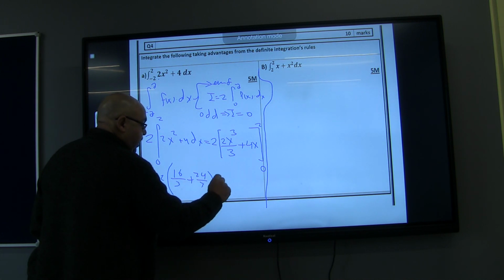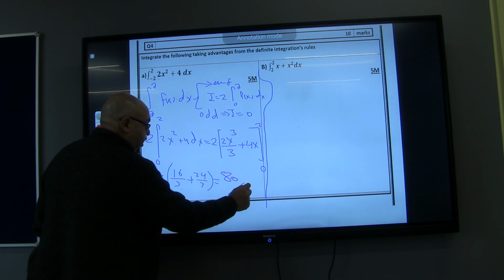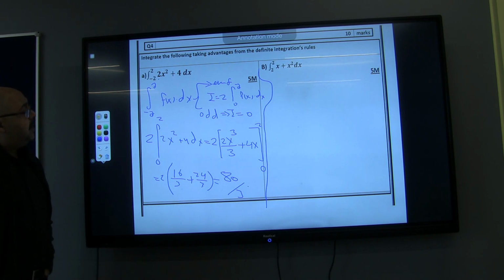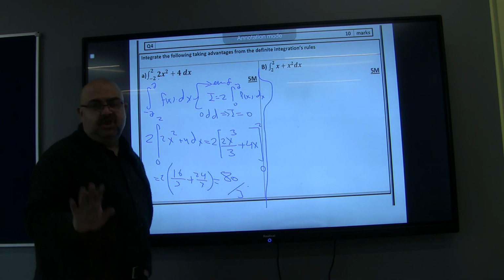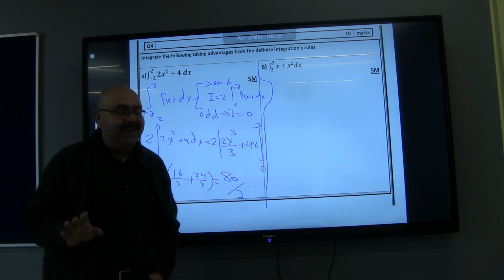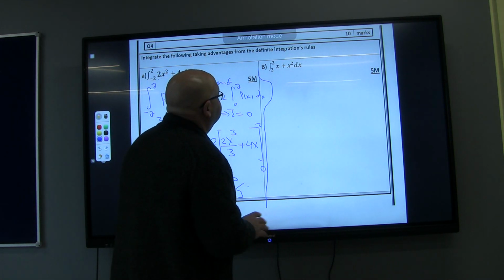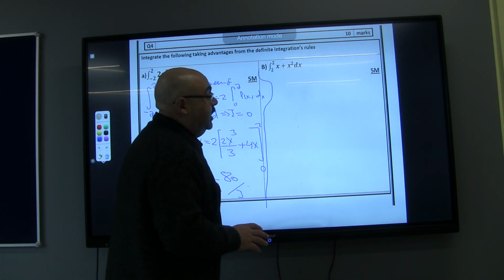And you will end up having 80 over 3. That's the right answer for this problem. The other problem, it's a joke. I'm just joking. I'm just integrating from -2 to 2 for x plus x squared.